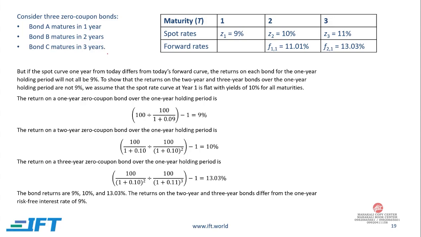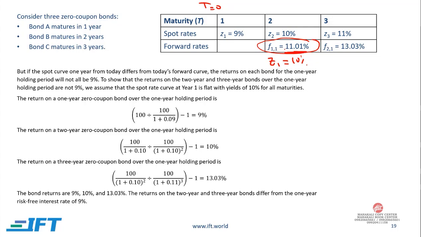Now, what if we have another scenario? In this other scenario, at the end of 1 year, the 1 year spot rate is 10%. So rather than going up to 11%, which is what was predicted initially, so at t equal to 0, the yield curve was implying that after 1 year, the spot rate will be 11.01%. But if the actual spot rate after 1 year is below what was projected, then what happens?